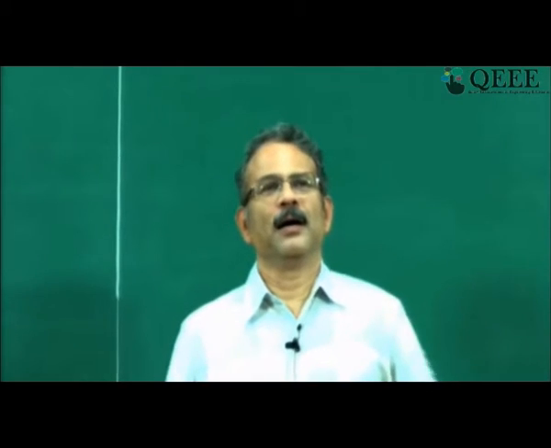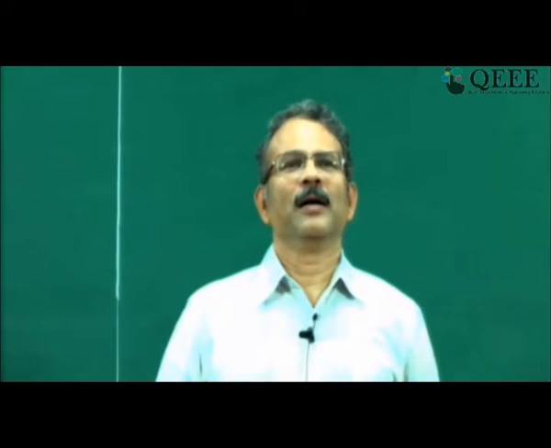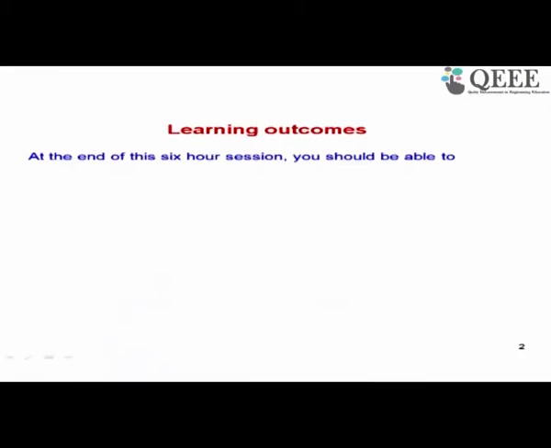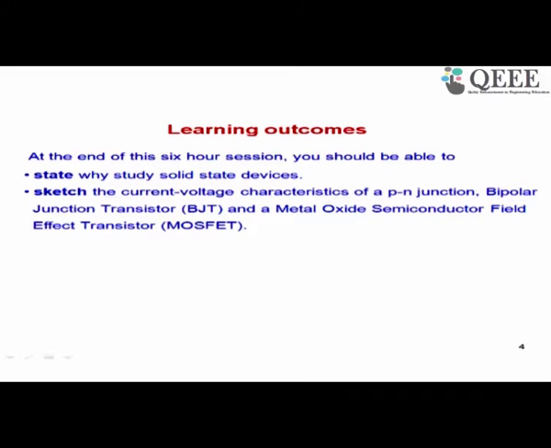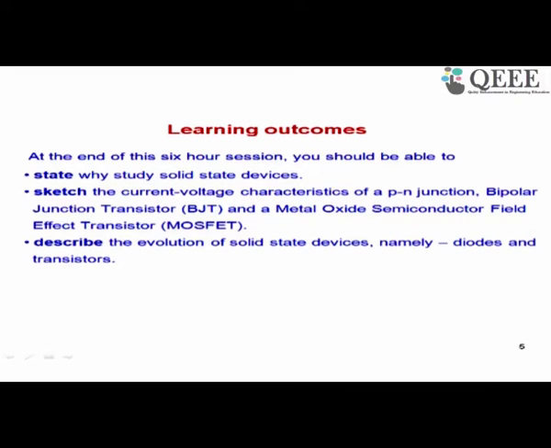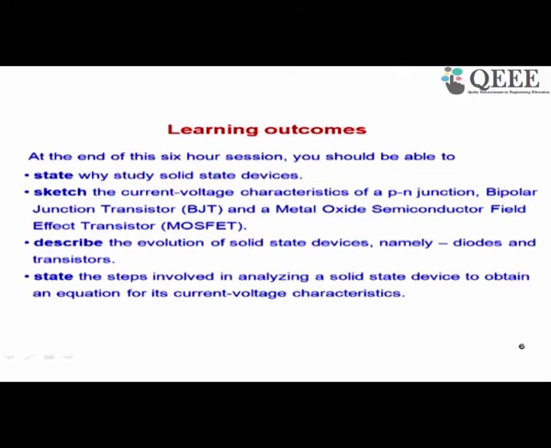So in the beginning, let us see what are the expectations out of this session. At the end of this 6-hour session, you should be able to state why study solid state devices. You should be able to sketch the current voltage characteristics of a PN junction, bipolar junction transistor and a metal oxide semiconductor field effect transistor, that is a MOSFET. You should be able to describe the evolution of solid state devices, namely diodes and transistors. You should be able to state the steps involved in analyzing a solid state device to obtain an equation for its current voltage characteristics.